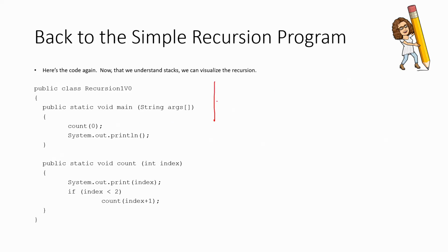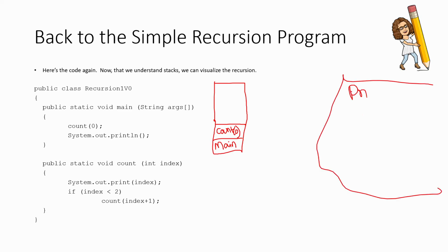So first thing that happens on this stack, so here's my stack. First thing that's happening is we are calling the main function, right? Main calls count with a spot of 0. So now I'm going to go down here. So count is 0, so I'm going to print over here index. So over here is what I'm printing. This is my printout. So I'm printing index.